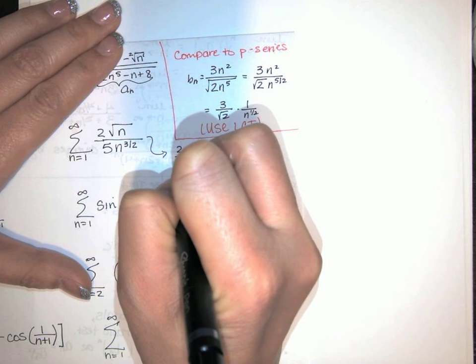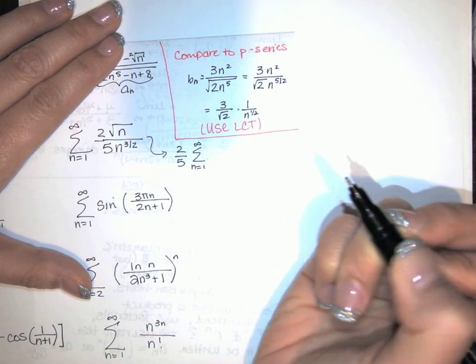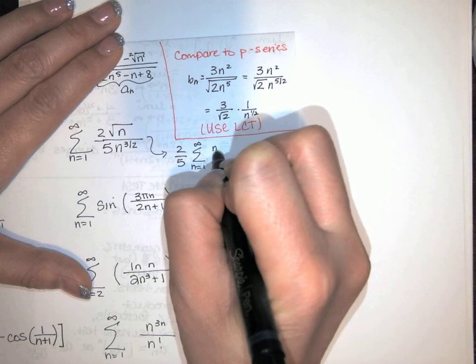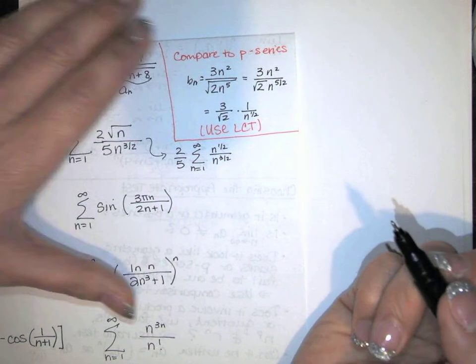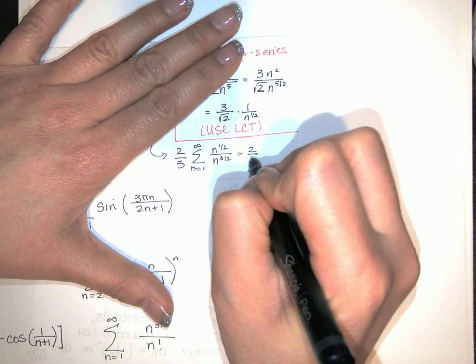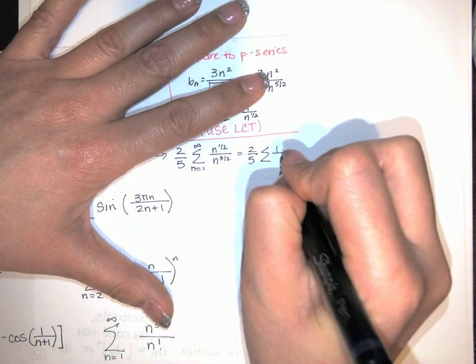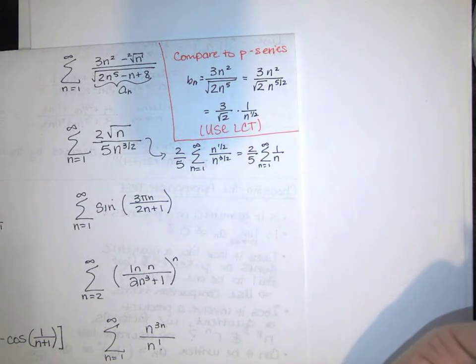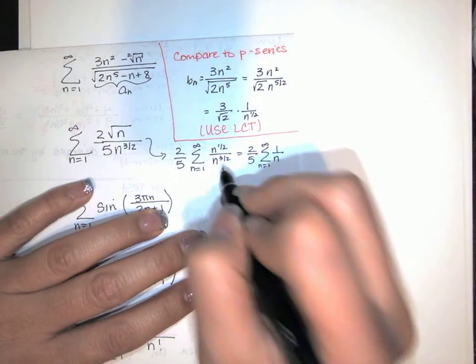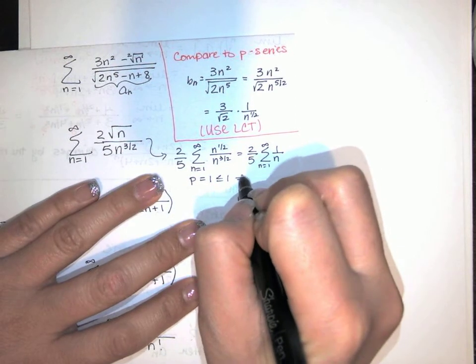So I would factor out the 2/5, so you can see that it's a multiple of the p-series. Call that an n to the 1/2 in the numerator, and an n to the 3/2 in the denominator is already there. Then subtract the exponents. You'd have an n to the -1, or you could rewrite that as 1 over n. So this is a multiple of the harmonic series. P equals 1, which is of course less than or equal to 1, so the series diverges.